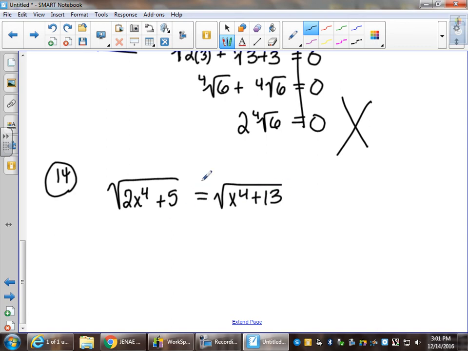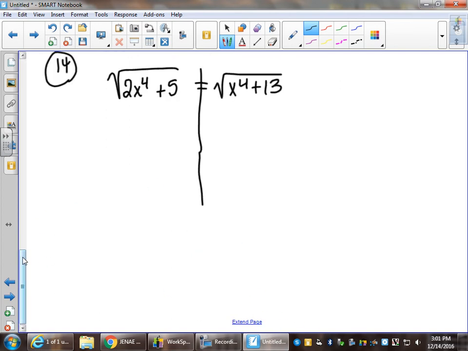It's nice because I already have one radical on each side. So make a decision on what you need to raise both sides to. Press pause when you're ready to compare solutions with me. We'll check.